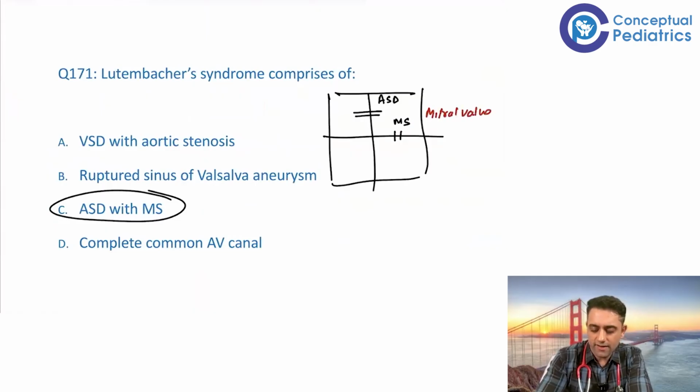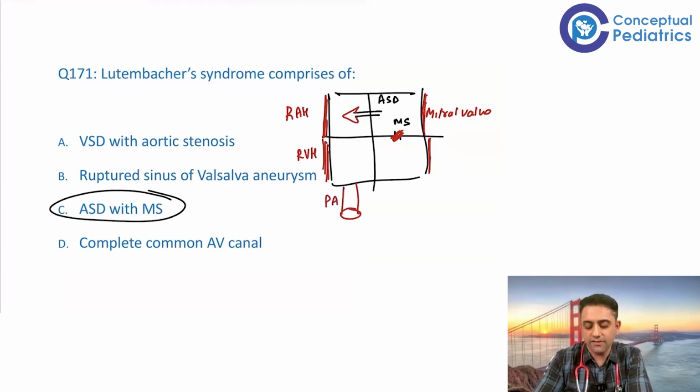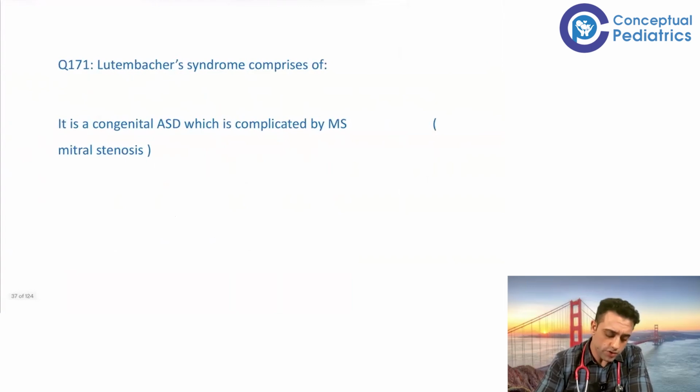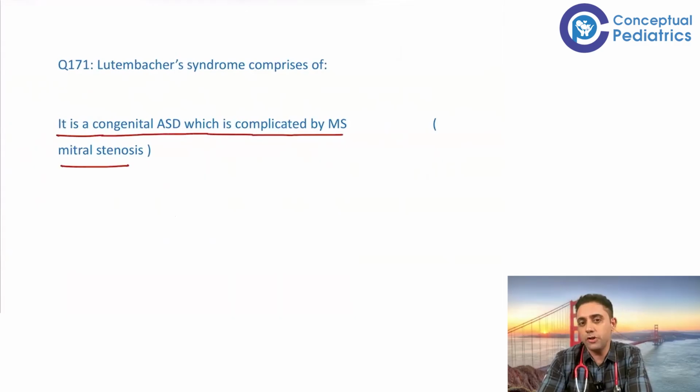And remember, this is the mitral valve, and the patient has mitral stenosis, and we all know ASD is a left to right shunt because the left side of the heart has a higher pressure than the right side of the heart. So you're definitely going to have right atrial hypertrophy and right ventricular hypertrophy, and eventually the patient can even have pulmonary artery hypertension or pulmonary stenosis. So straight away, the one-liner is atrial septal defect with mitral stenosis. It is a congenital atrial septal defect which is complicated by mitral stenosis. That is the background of Lutembacher syndrome.